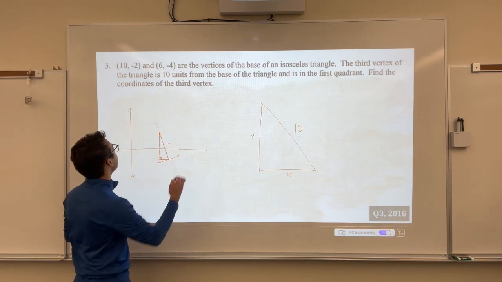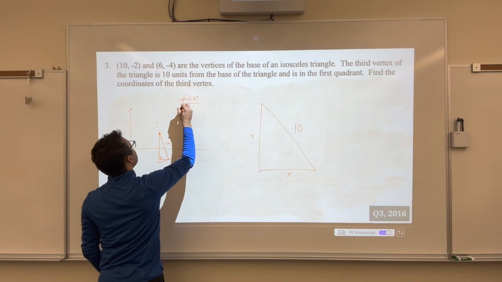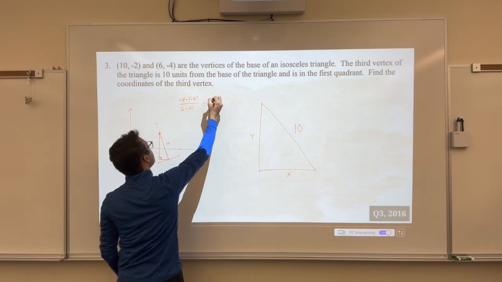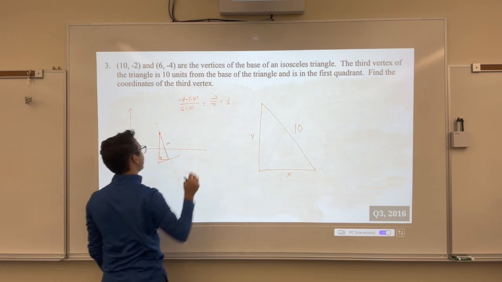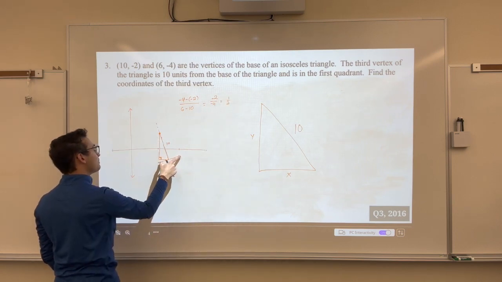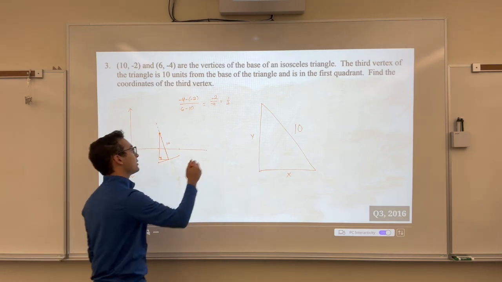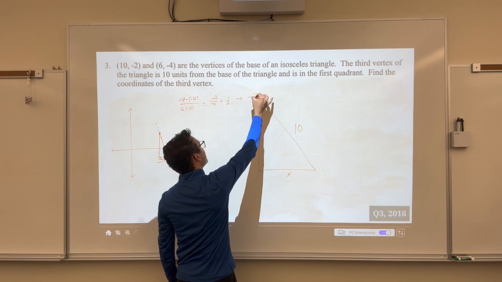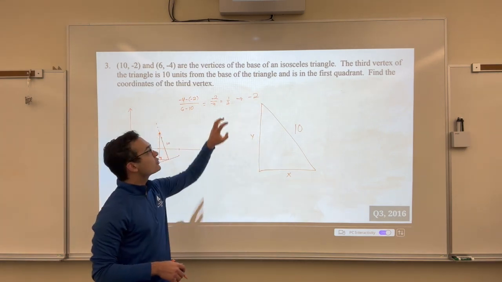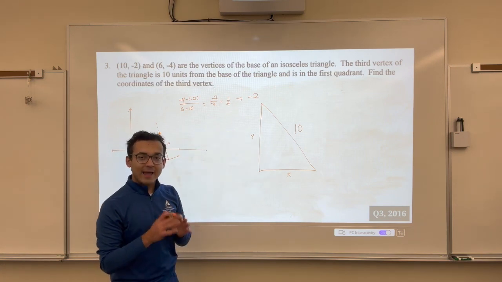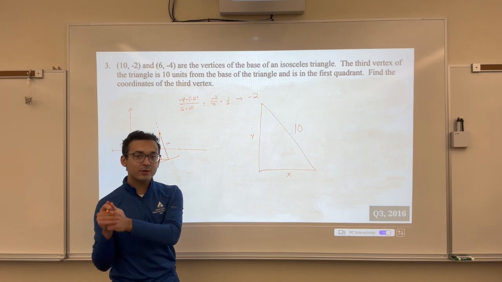These 2 points make up the base, so it would be -4 minus -2 over 6 minus 10, which is equal to -2 over -4, which is equal to +1/2. So if the slope of this base is +1/2, the slope of the perpendicular bisector is going to be -2. We know that slope represents rise over run. So -2 means that for every unit we go to the left, we go 2 units up.